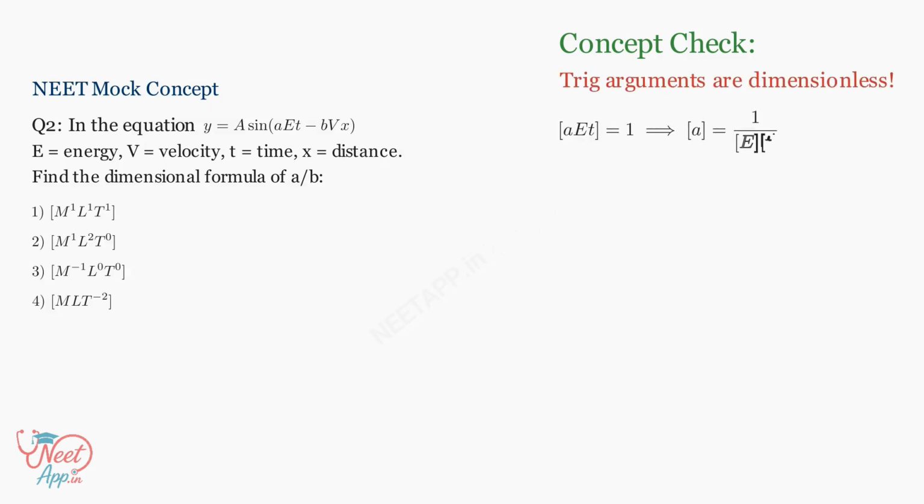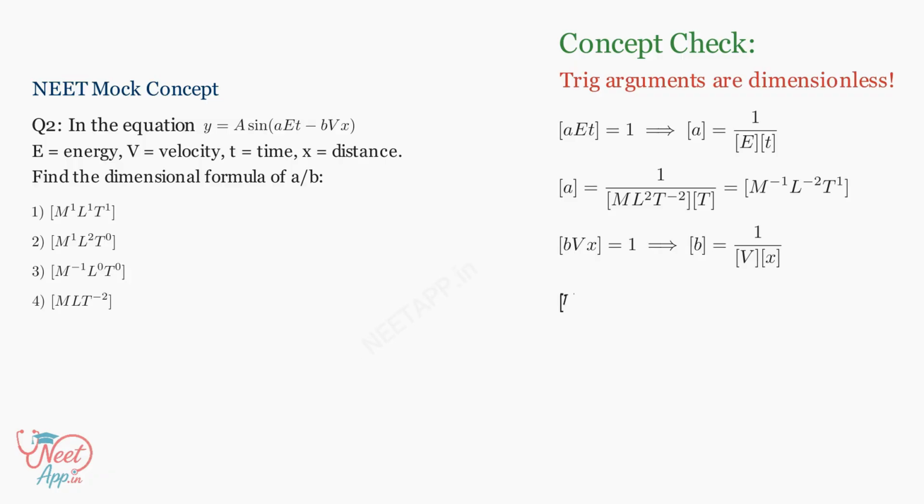So the dimension of a equals 1 over the dimensions of energy times time. Energy is M L^2 T^-2. Time is T. Calculating this gives us M^-1 L^-2 T^1 for a. Similarly, the term bvx is also dimensionless. The dimension of b equals 1 over the dimensions of velocity times distance. Velocity is L T^-1. Distance is L. This gives us L^-2 T^1 for b.